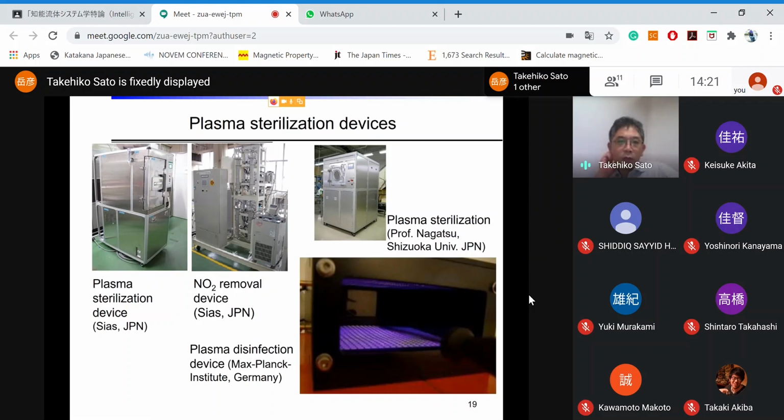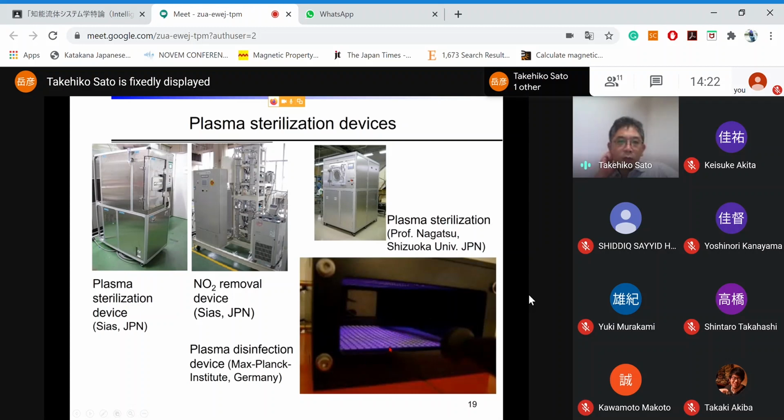So low pressure means vacuum, not vacuum, but low pressure plasma case. In this case, it's much easier to generate plasma and there is no nitrogen oxide, but the cost becomes very high. And it's not easy to use for a very big amount of sterilization. So still not commercial.